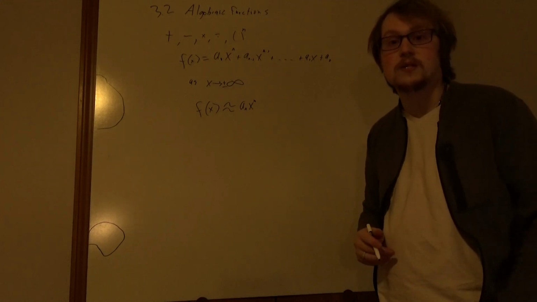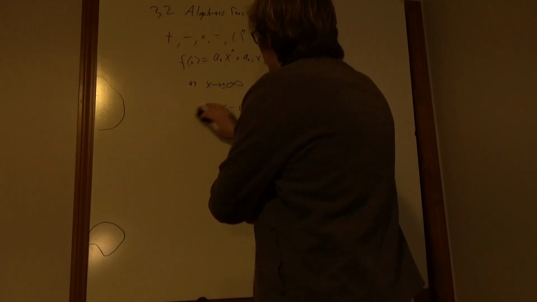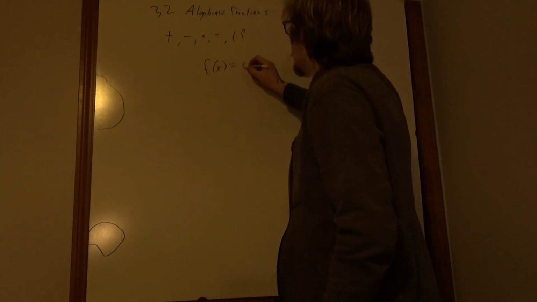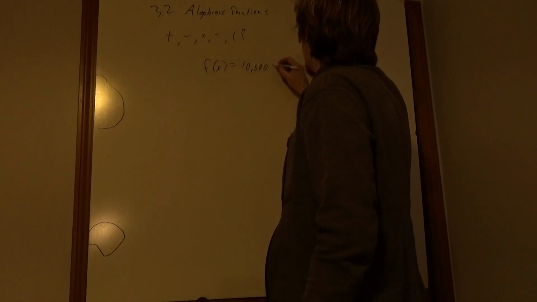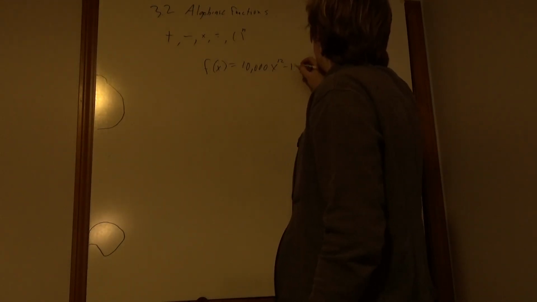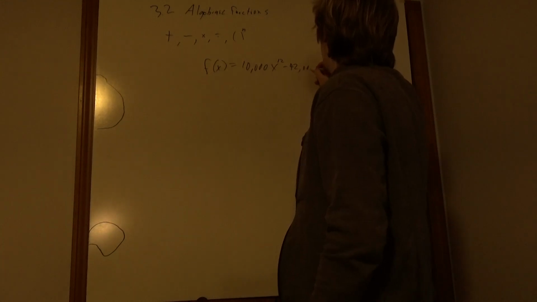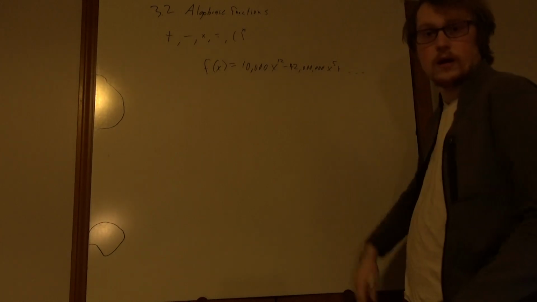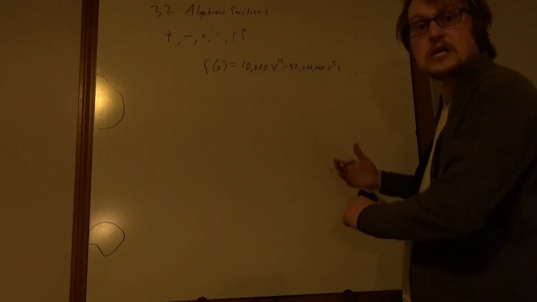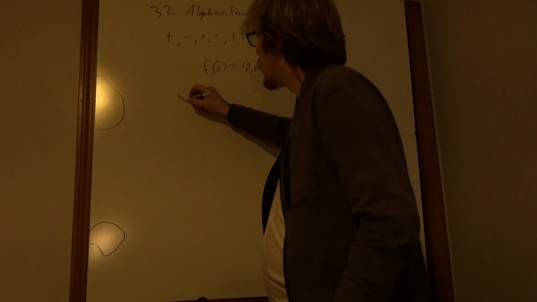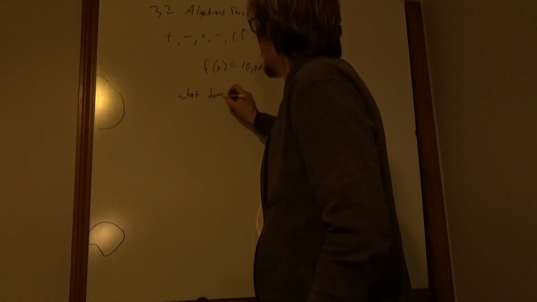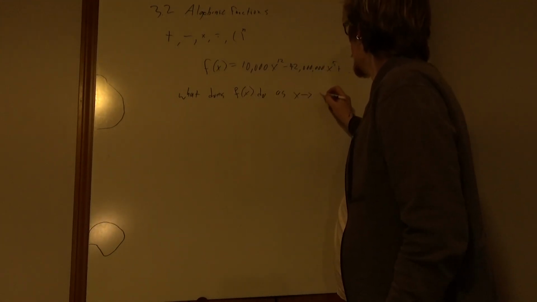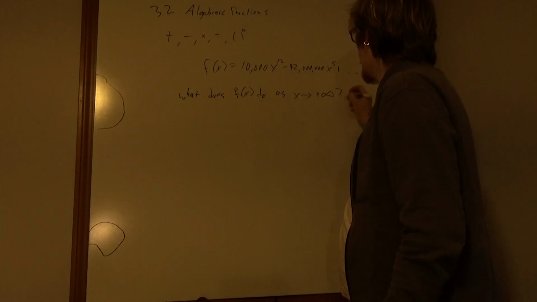This helps us because we can say, all right, if I have something like f of x equals 10,000 x to the 12 minus 42 million x to the 5th plus whatever, I'm not even going to continue because they become insignificant. And I say, what does f of x do as x goes to positive infinity?